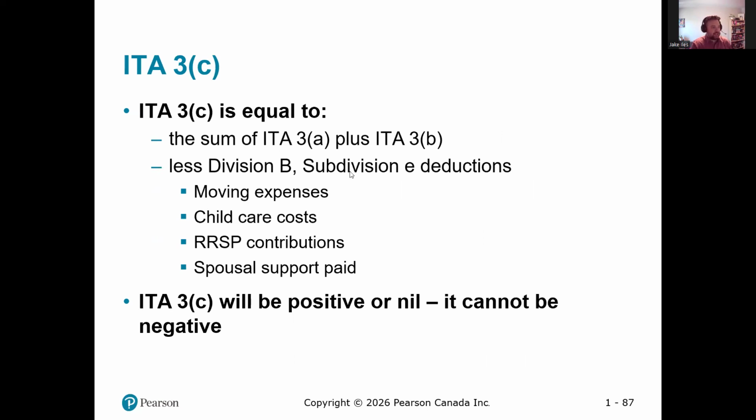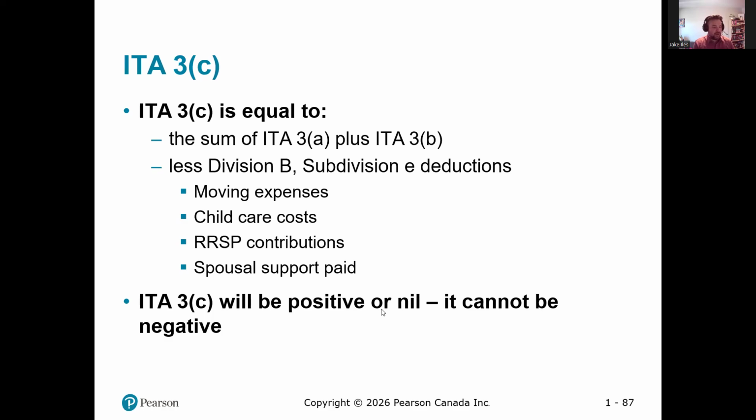Subsection C is looking at certain expenses we can subtract from income. So less division B, moving expenses, childcare cost, RSP contributions. So we may just say the subdivision C expenses are $6,000, or we might say they have moving expenses of 1,200, childcare cost of 4,000, and RSP contributions of 800. We can combine these amounts and subtract them from our income that we're calculating.